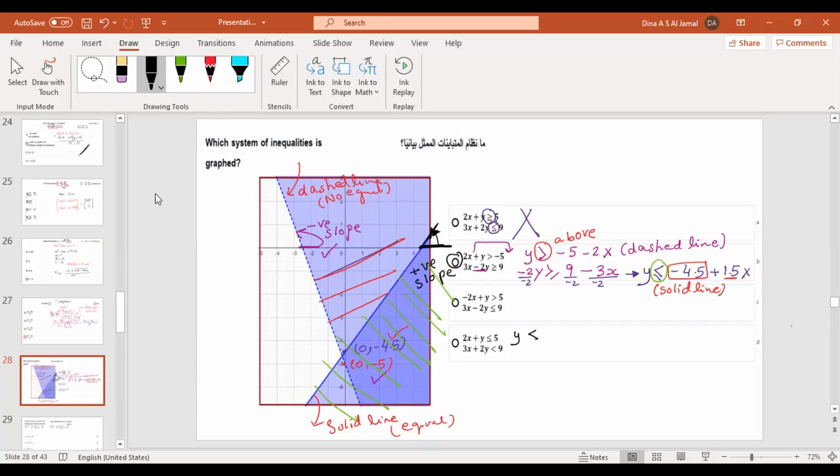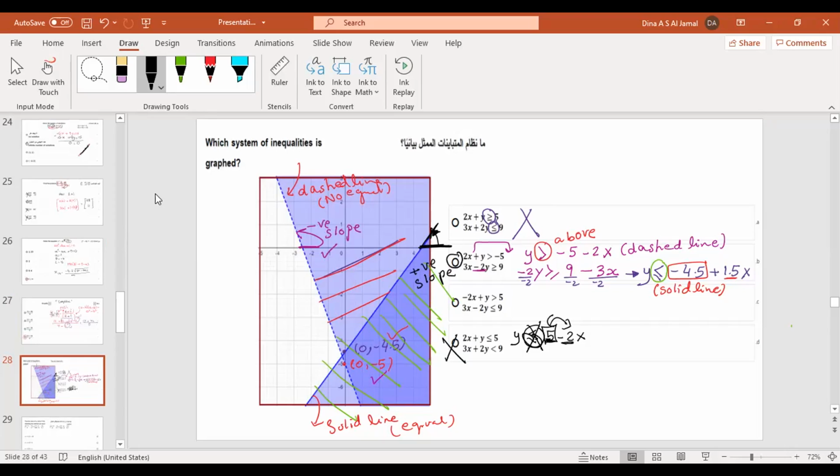Y less than or equal to 5 minus 2x. So first of all, it's not the solid. It is the dashed that is having 5. And actually, it's not 5. They have opposite signs. They are mixing. Here, the intercept is not minus 5. So it is the wrong intercept and it is not solid. So this one will not work.